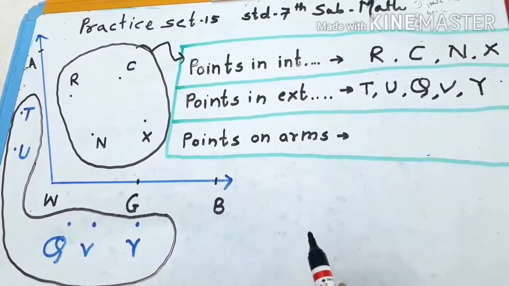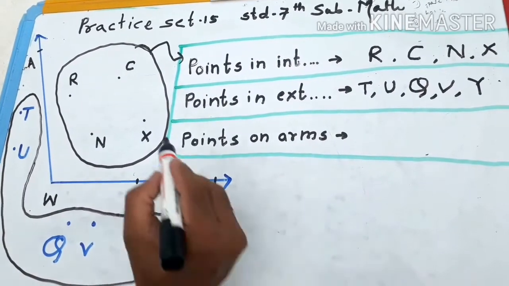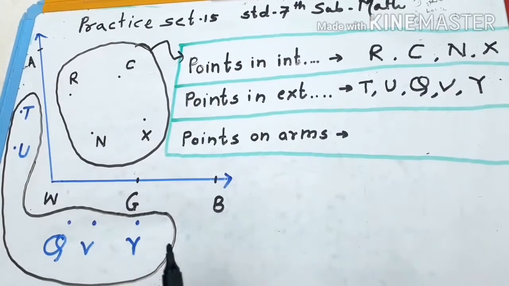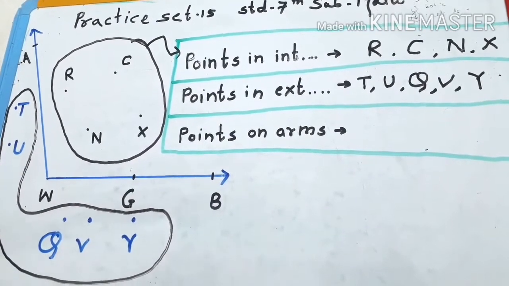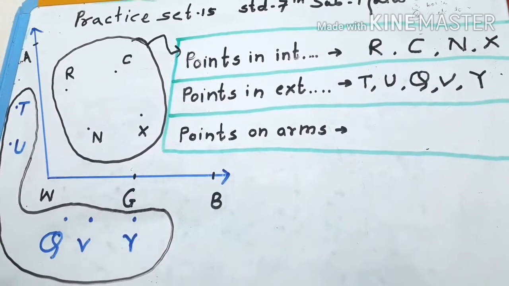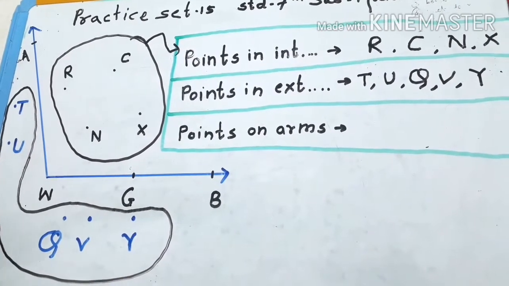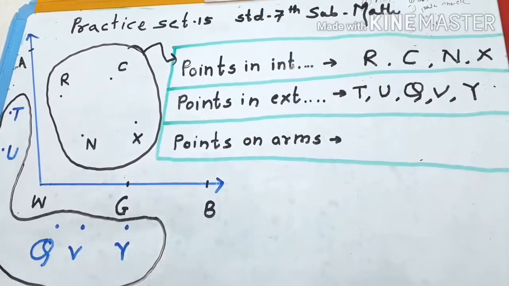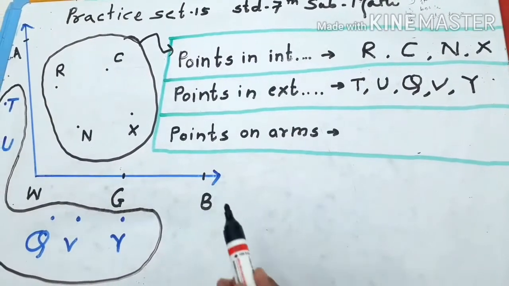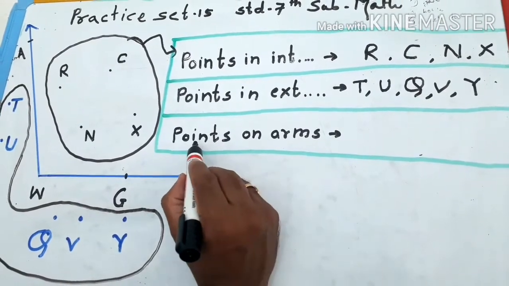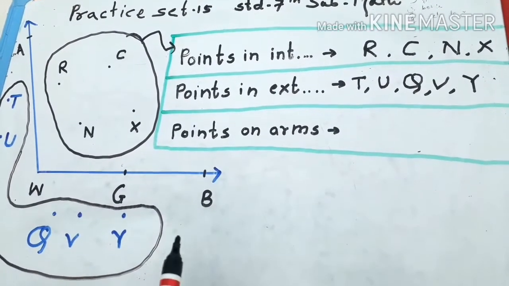So you know the terms interior and exterior. In our house also, those things which are in the room are interior and those things which are out of the house are exterior. So are you clear about the terms interior and exterior? Finally, this term remains: points on the arm.